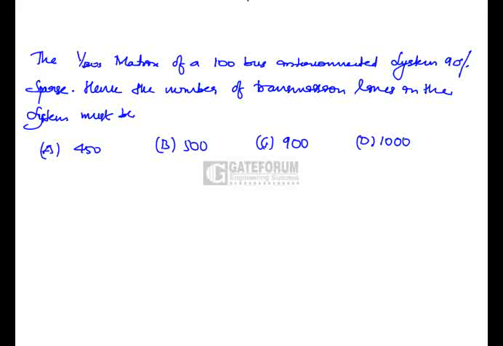A Y bus matrix of a 100 bus interconnected system is 90% sparse. Hence, the number of transmission lines in the system must be... Suppose you have a Y bus matrix, generally this matrix is of order n by n. Here the number of buses is equal to 100, so this matrix is of order 100 by 100.